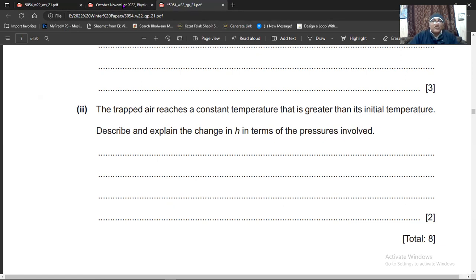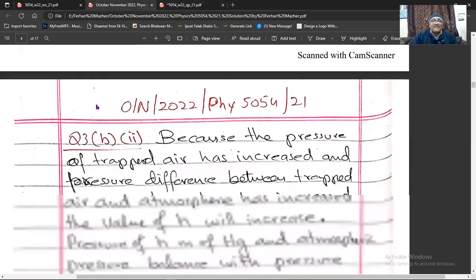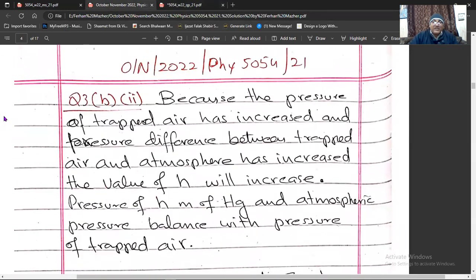So let me show you my answer. I have written this answer. It's a little tricky question. The wording is very tricky. Because the pressure of the trapped air has increased and the pressure difference between trapped air and the atmosphere has increased, the value of the H will increase. Pressure of the H meter of the Hg, I have used the word Hg, you can use only liquid, and the atmospheric pressure balanced with the pressure of the trapped air.